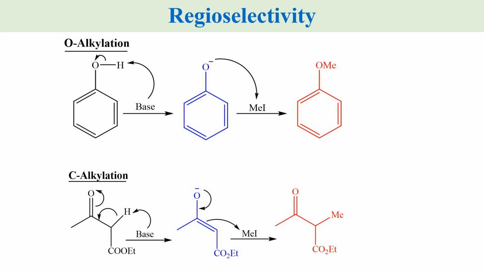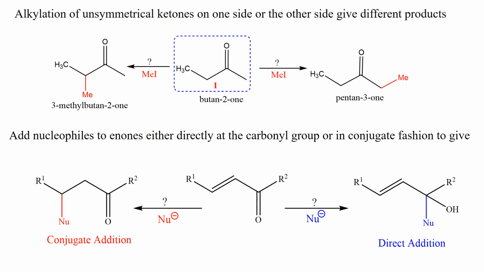Here, the anions of phenols are alkylated at oxygen to give ether, while enolate anions are alkylated at carbon to give a new carbon-carbon bond. In both of these cases, the products are certain. But there are some cases where we may want different results.